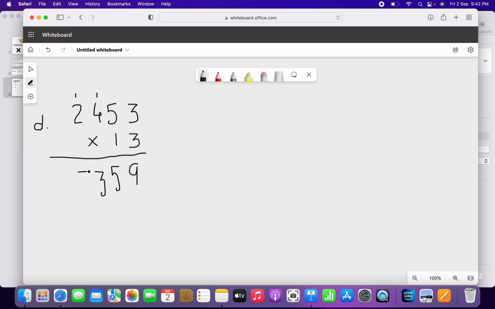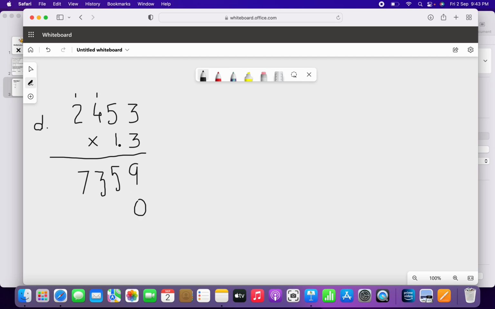So boys, 2453 multiplied by 3 is 7359. Now we need to multiply by 1. It is not actually 1, it is tens. So we need to first write a 0.